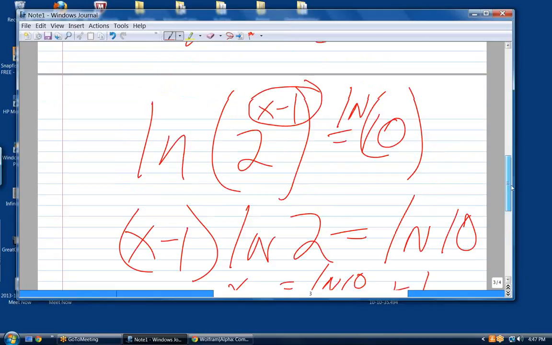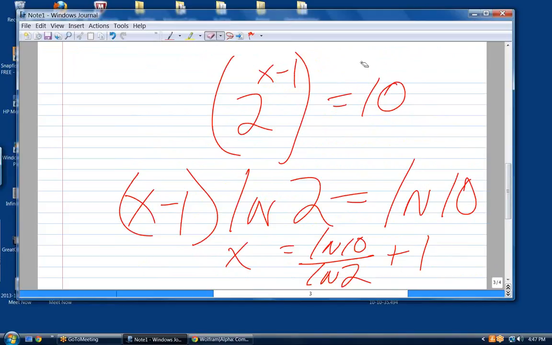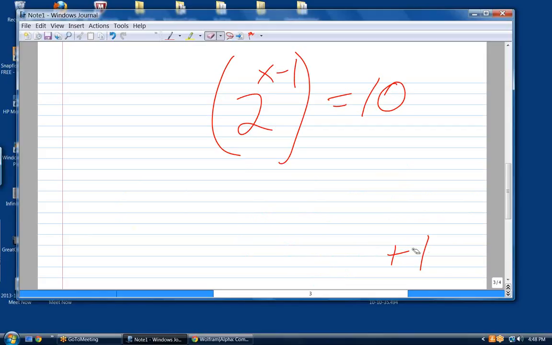All right. So whenever you have an equation that has the variable in the exponent, you almost always have to solve it by taking the log of both sides. All right. So then, unless it's something like this.